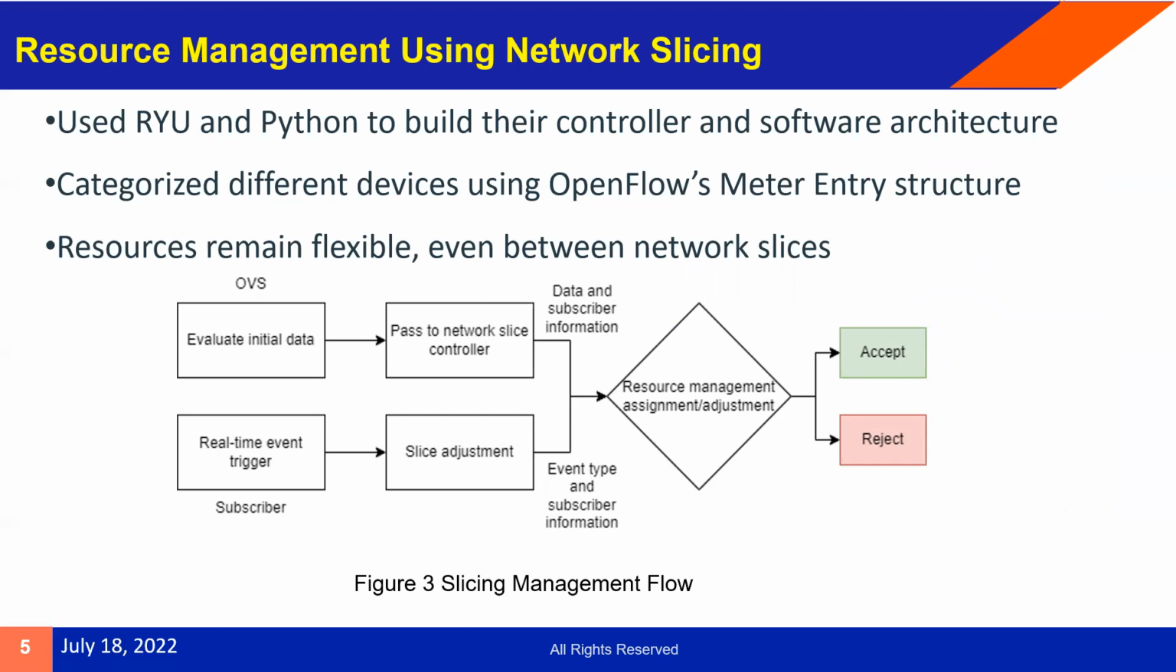Basically, either the OpenFlow virtual switch or a subscriber would pass in data consisting of either initial data for setup or some sort of event trigger that has happened. This data would then be evaluated to either set up a network slice or make adjustments to an existing slice. Their algorithm would evaluate the event and then either accept or reject the resource management assignment or adjustment. What this really means is that the system is constantly reallocating resources based on new connections coming in and or events that are happening within the overall network in real time dynamically.